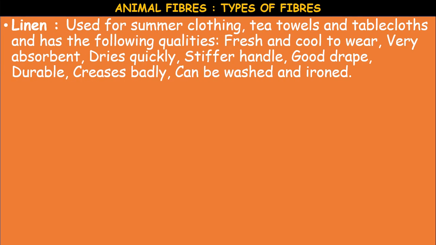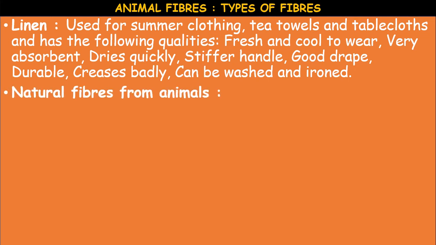Linen is another natural fiber which is used for summer clothing, tea towels and tablecloths, and has the following qualities. Linen cloth: fresh and cool to wear, very absorbent, dries quickly, stiffer handle, good drape, durable, creases badly, and can be washed and ironed.